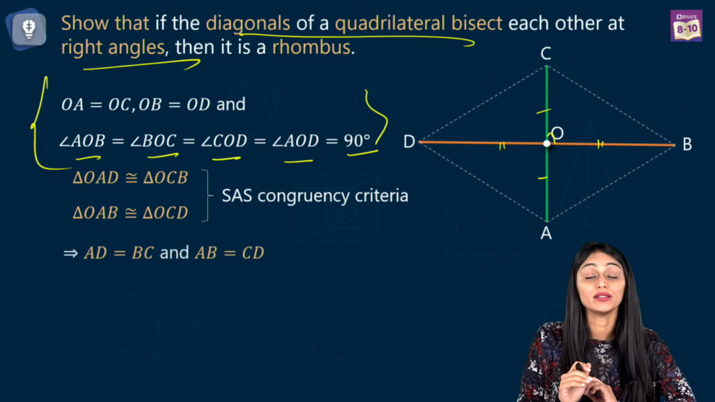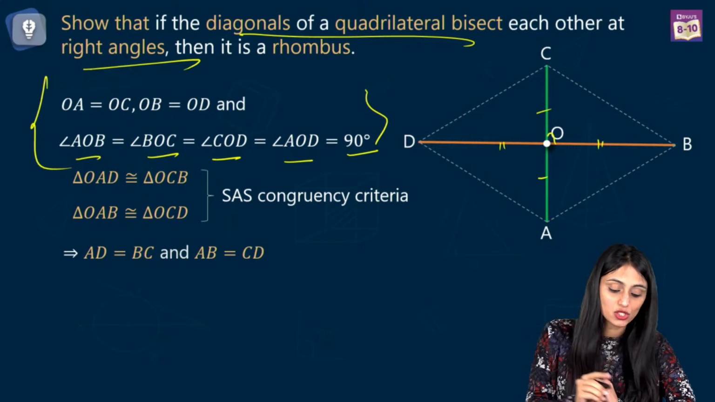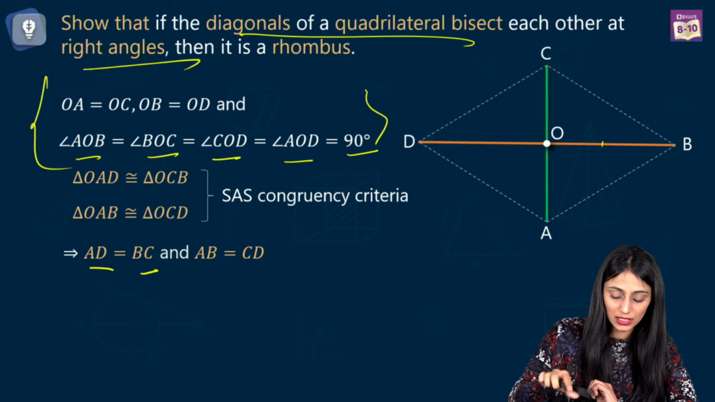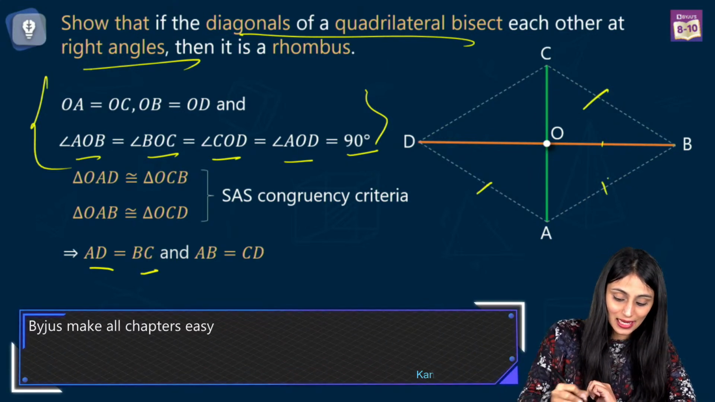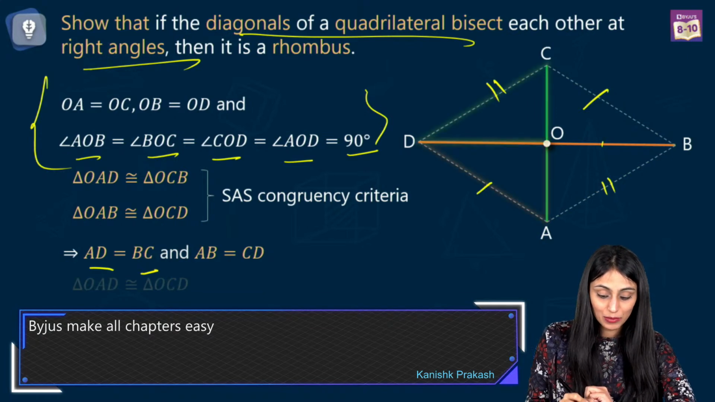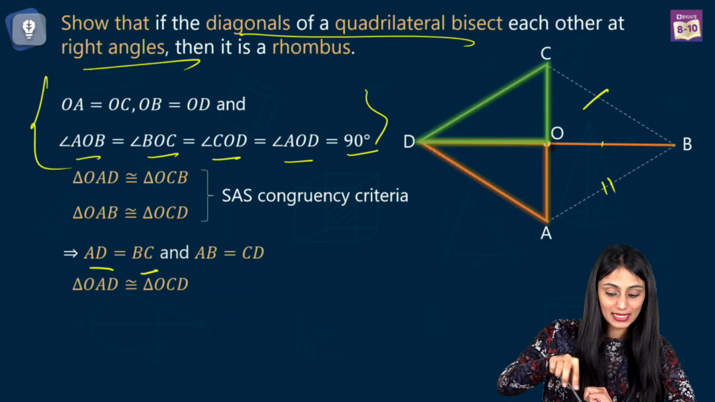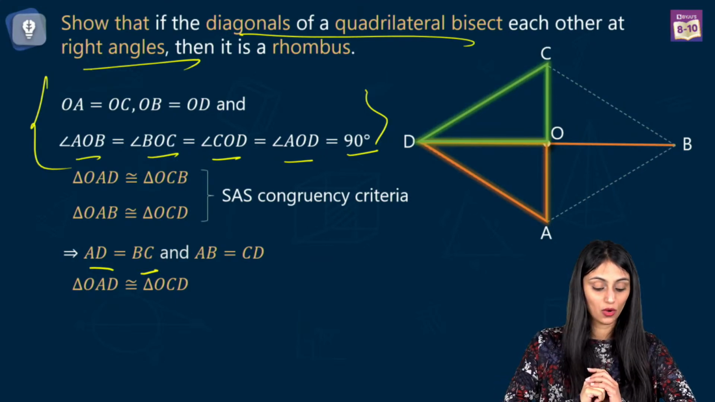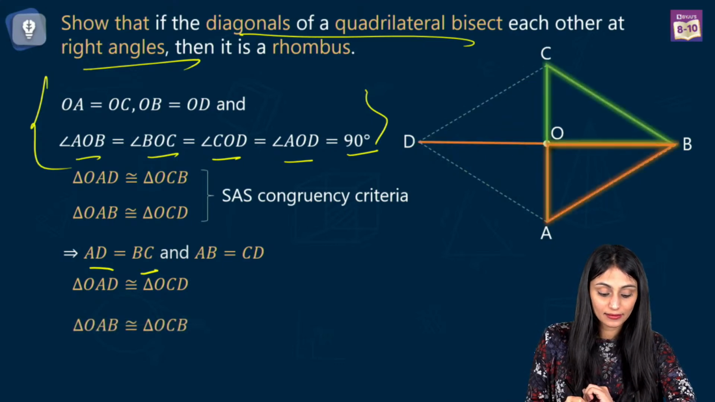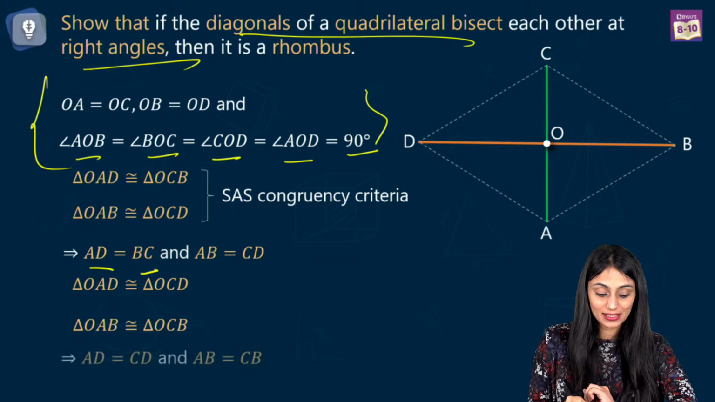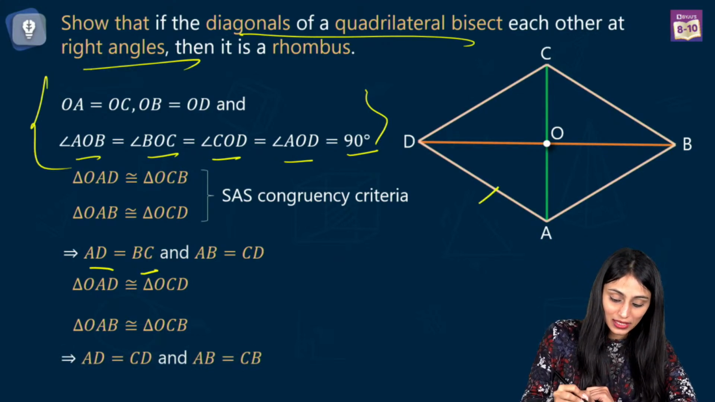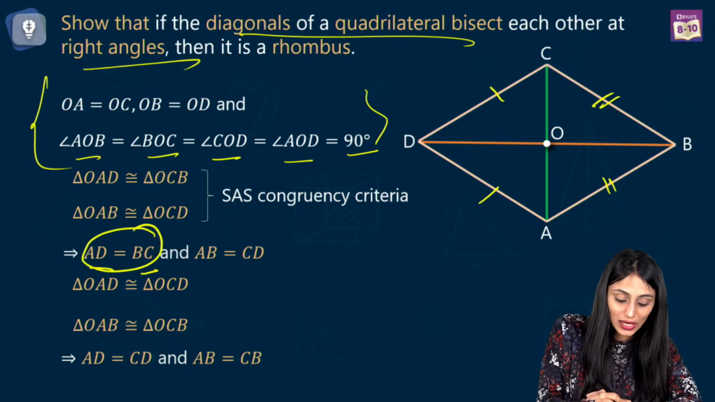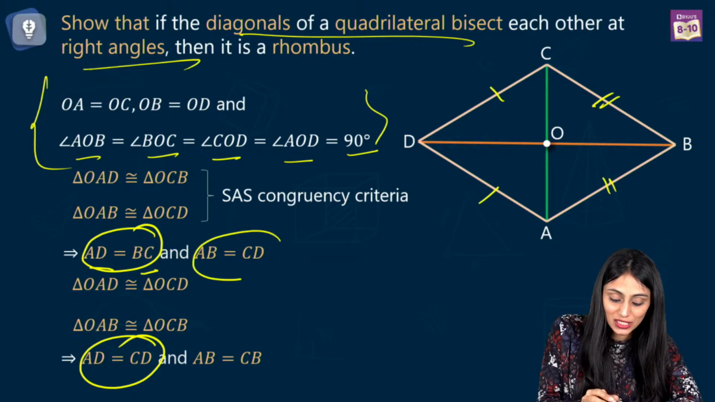Since the triangles are congruent, their corresponding parts will be equal, CPCT. So I can say that AD and BC will be equal, let me mark it here, and AB and CD will be equal. Similarly, triangle OAD and triangle OCD, the highlighted ones, are also congruent, and triangle OAB and triangle OCB are congruent. I can say that AD and CD will be equal, and AB and CB will also be equal. So you see AD is equal to BC also, AD is equal to CD also, AB is equal to CD also, and equal to BC also.